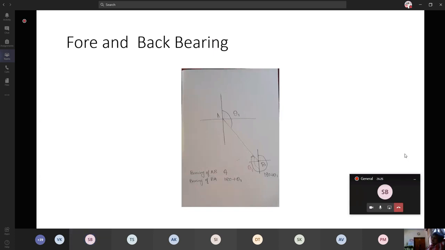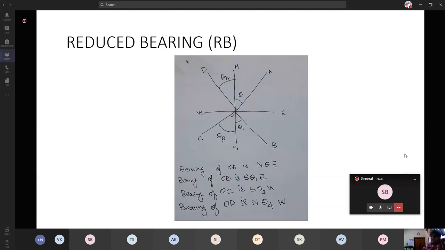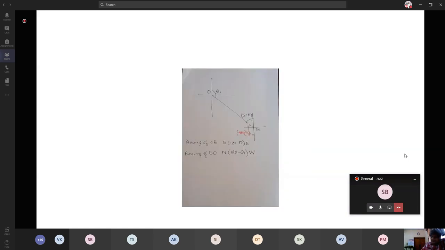Do you get the point? The way we do the measurement is the way it has been designated as forebearing and back bearing. So in a reduced whole circle bearing, the difference is 180.